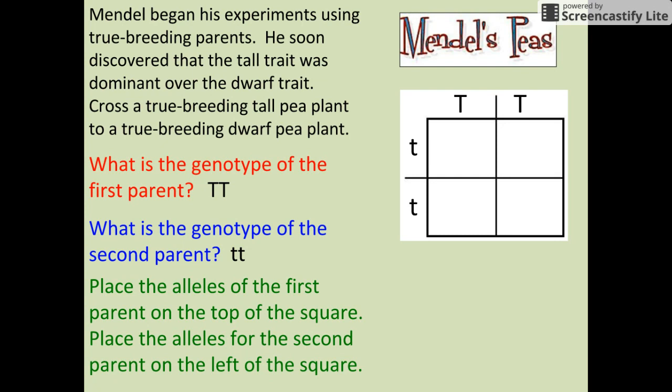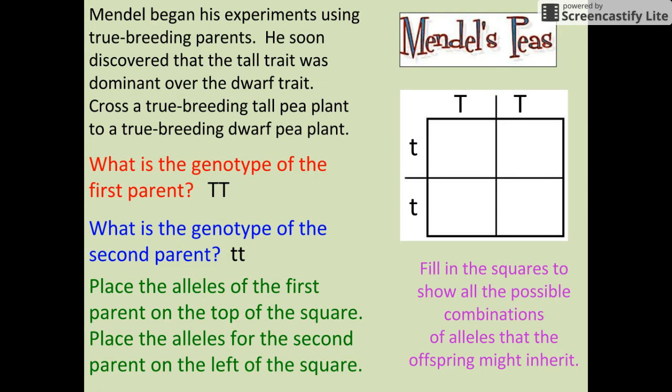Then you fill in the squares to show all the possible combinations of alleles that the offspring might inherit. In this case, all the offspring are going to be heterozygous, big T, little t, because one parent can only give big T's and the other parent can only give little t's. So that's the only possible combination that the kids could get.